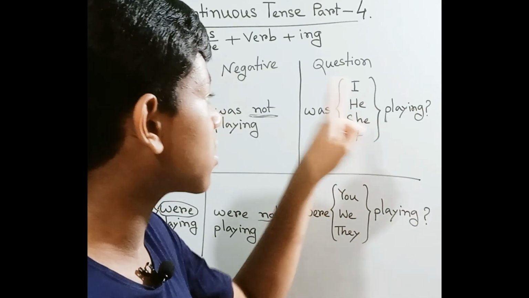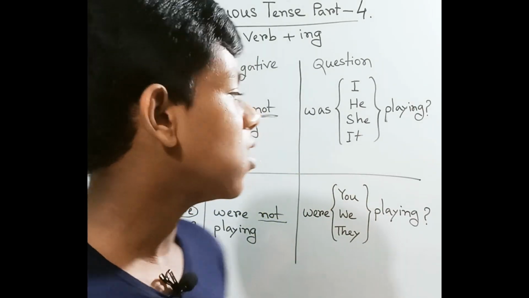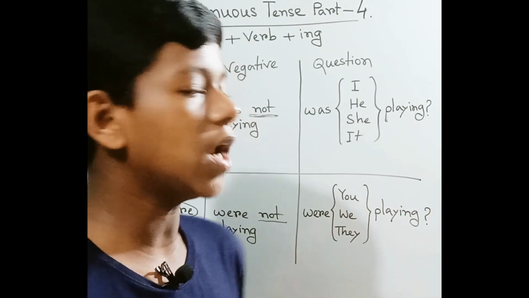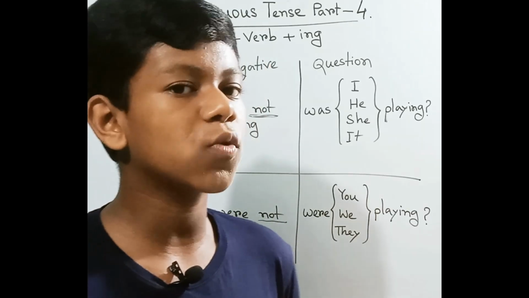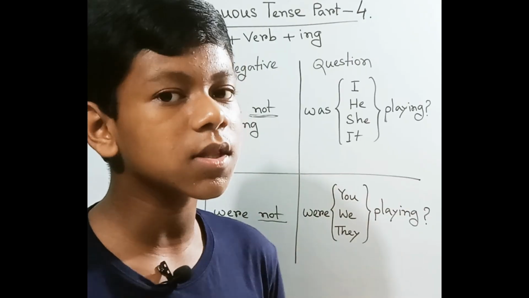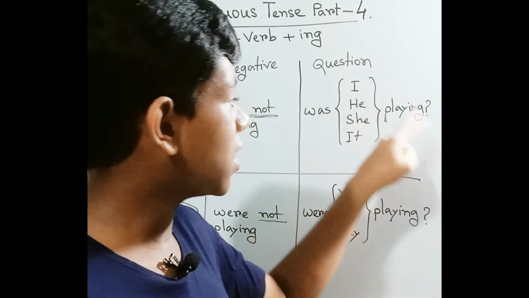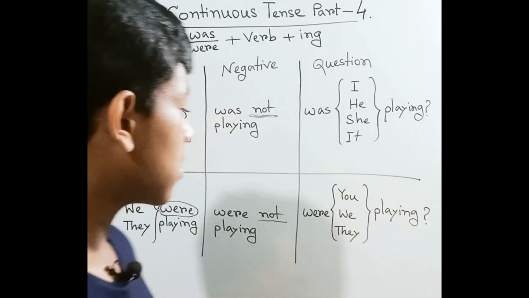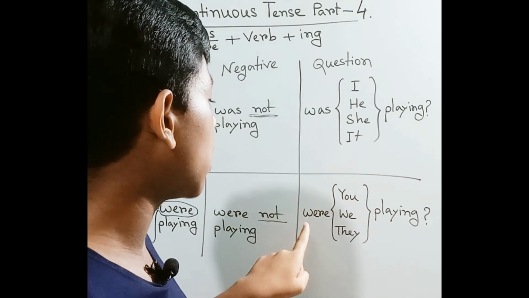And then before the subject, "was" and "were" will be capitalized. So here we just put the "was" and "were" before the subject. Then our sentence will be made into a question. You can say that is the positive form of question. We're now practicing the positive form of question. Here we can see: Was I playing? Was he playing? Was she playing? Was it playing? You have to capitalize the W and W.